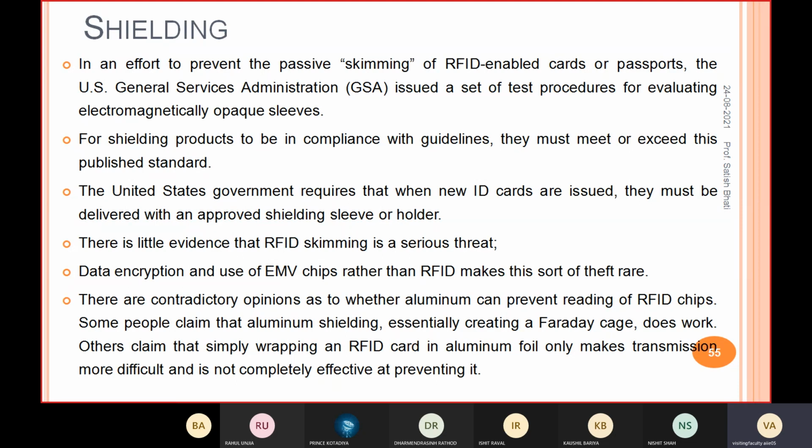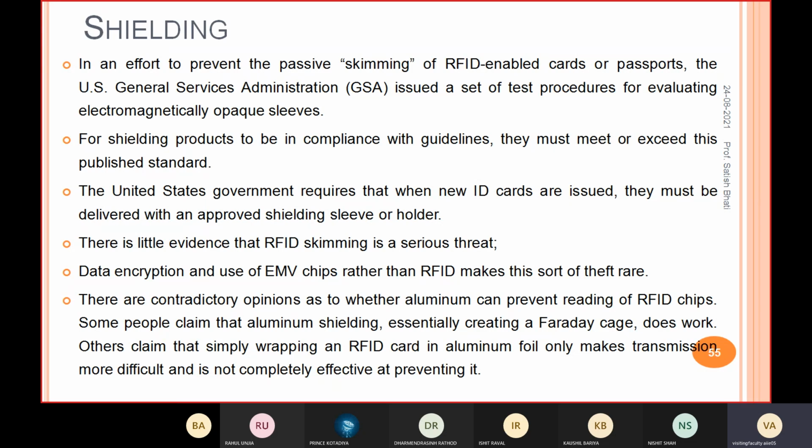There is little evidence that RFID scanning is a serious threat, right? Data encryption and the use of an EMV chip rather than RFID make this sort of theft unlikely. The EMV chip is the kind of chip you will see in your credit or debit card, right? Nowadays you will find one kind of chip in your bank debit or credit card. That is the EMV chip. If you use data encryption and such a chip, then we can reduce this kind of threat. There are contradictory opinions as to whether aluminum can prevent reading of an RFID chip or not, right?